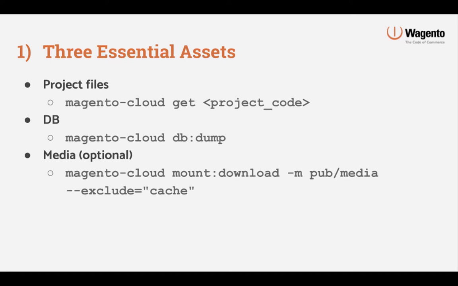So let's get started with the 3 essential project assets that you'll need to get a project running locally in any environment. Those are the project files or the repository, the files in the repository, the database, and the media for the project, including product images and such. Media is optional, but I find it makes for a more pleasant development experience if you can see the great products that your merchant is selling. So I take the extra time to download those.